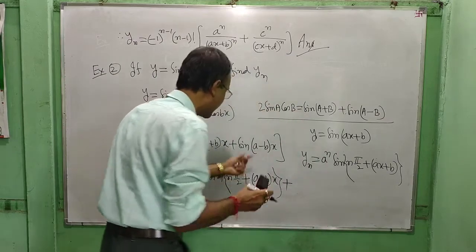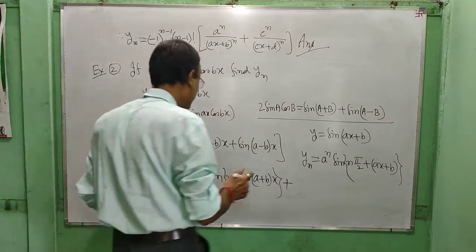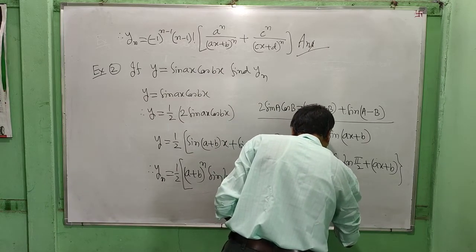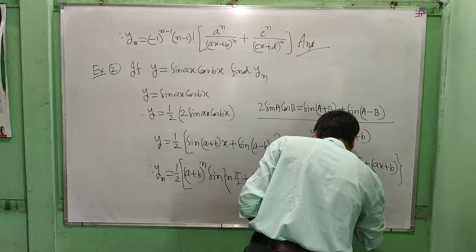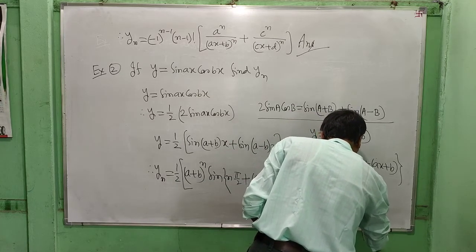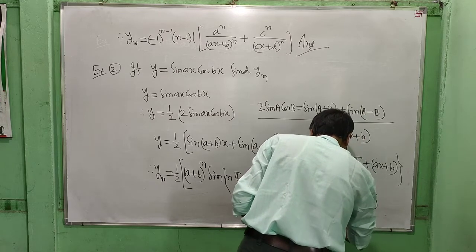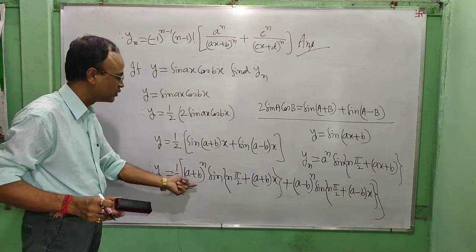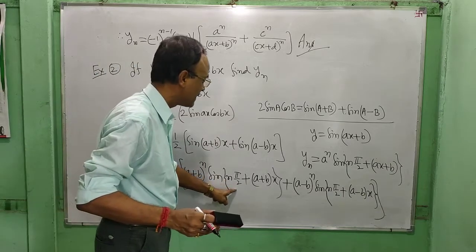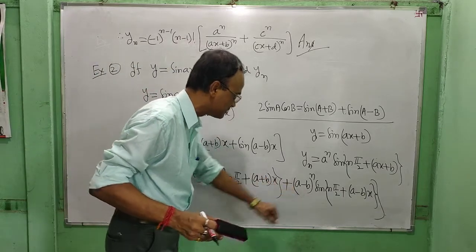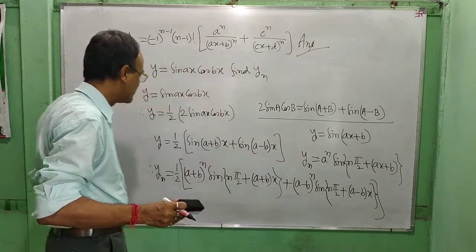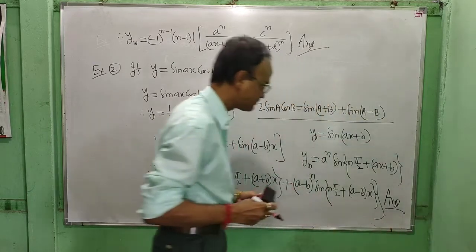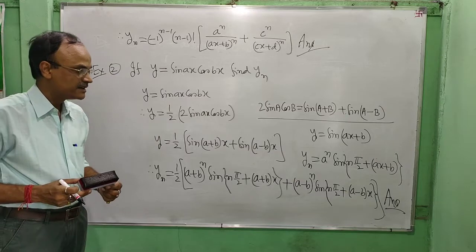And for this, sin of a minus bx, the nth differentiation will be (a minus b) whole to the power n sin of n times pi by 2 plus a minus bx. Am I right? So you see, half into (a plus b) whole to the power n sin of n times pi by 2 plus a plus bx, plus (a minus b) whole to the power n sin of this. The nth differentiation can be found. This is the answer of this question.